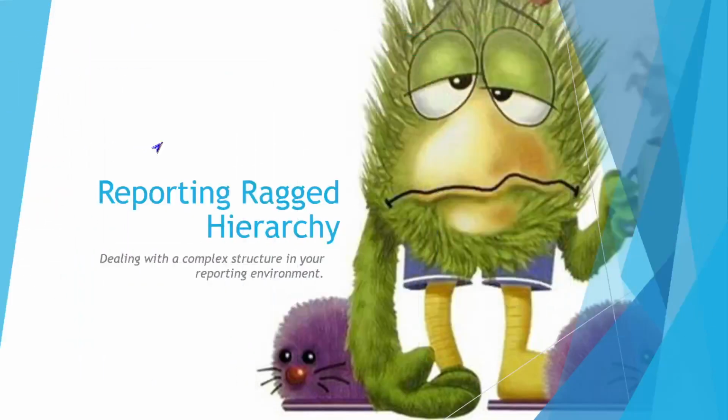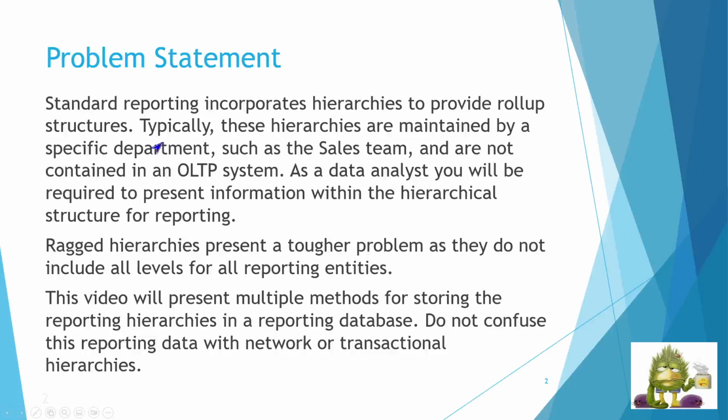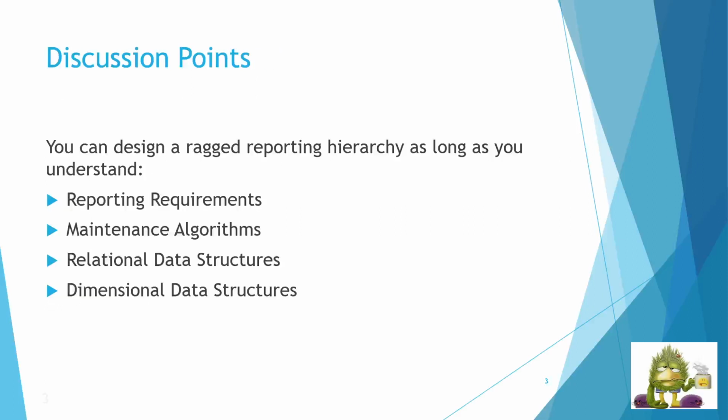So what we want to talk about today is the overall problem statement. We've talked about having a ragged hierarchy and what we do with it. It fits within hierarchy. So what you need to undertake when you do this is to understand what your reporting requirements are. How does the business want to see this data when that ragged hierarchy exists? Given whatever solution you have, how are you going to maintain that data, and what impact does it have on relational data structures and dimensional data structures?